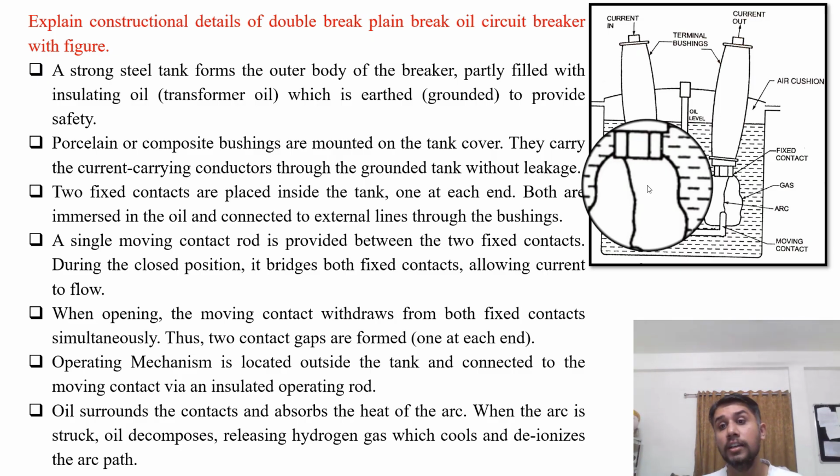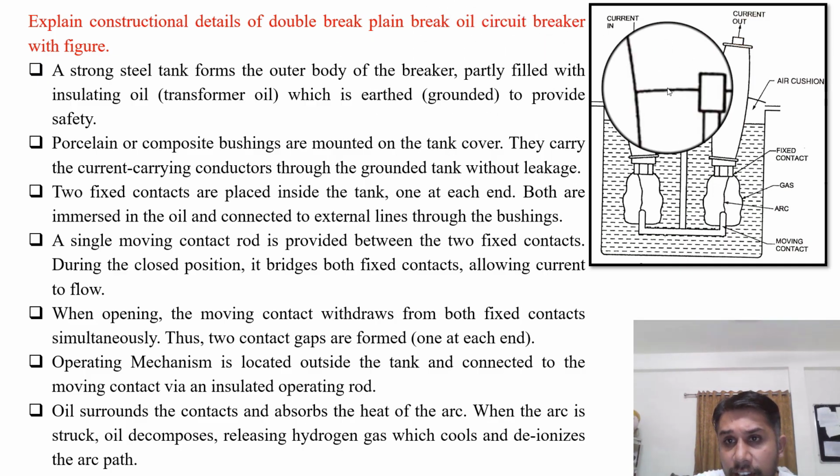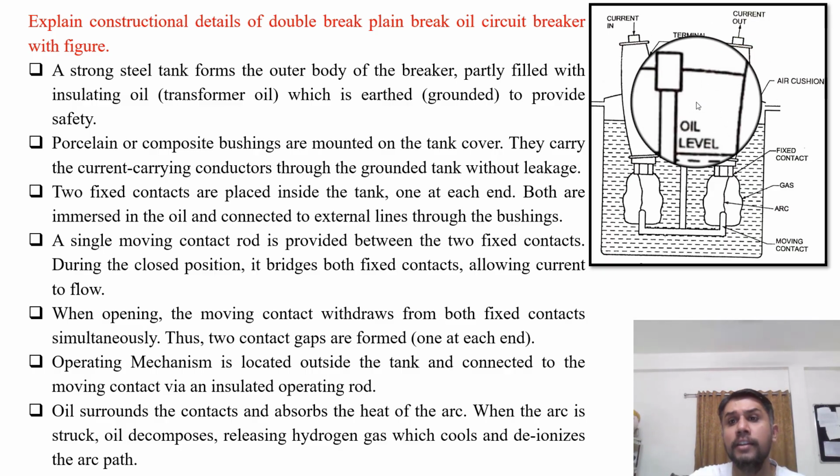Now whenever these contacts are separated, the arc strikes in between, and this arc, having very high energy, decomposes the oil in the surrounding medium, and due to this hydrogen, methane or ethylene type of gases are generated. They move in an upward direction and are collected in the air, and this serves the purpose of cooling and deionizing the arc path, so the medium's dielectric strength improves and the arc gets quickly quenched. So this is the constructional detail of a double break, plain break, oil circuit breaker.